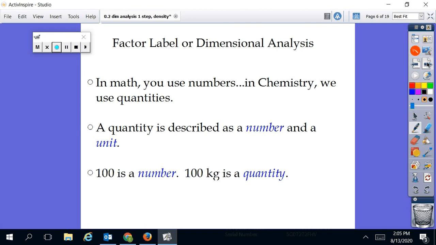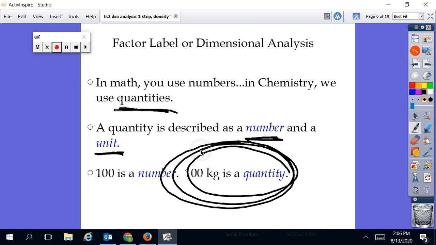Now before we continue, I want to talk about the tool we're going to use. It's called factor label or dimensional analysis. Same thing. The reason we do this is because in math, you're used to using just numbers, 1, 2, 10, 12. In chemistry, we use quantities, which means a quantity is a number and a unit. 100 is a number. 100 kilograms is a quantity. In chemistry, we don't deal with just numbers. There's always a unit.